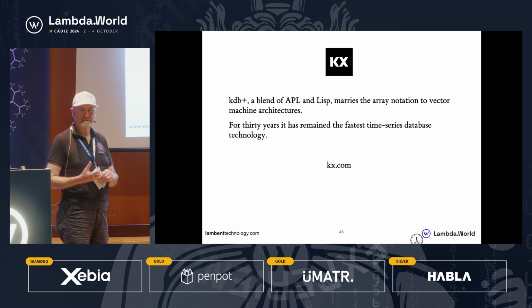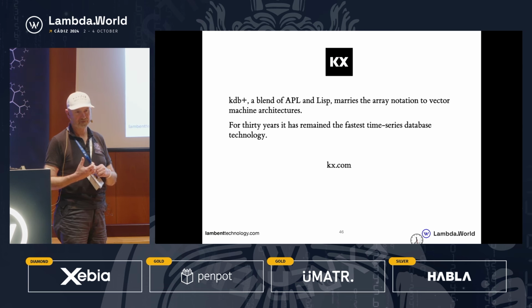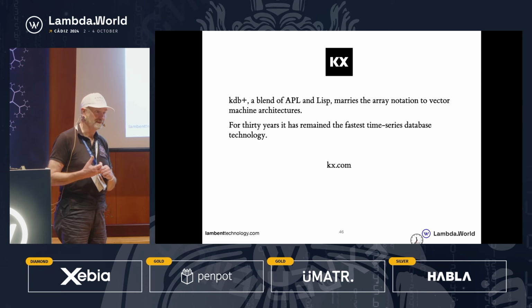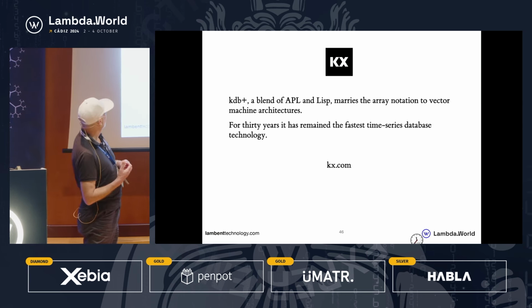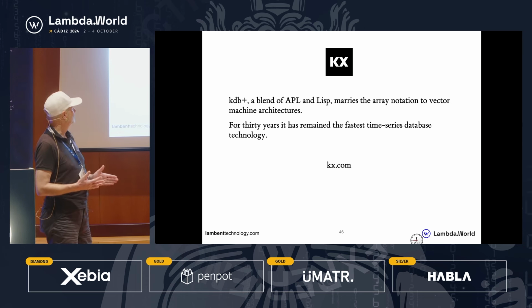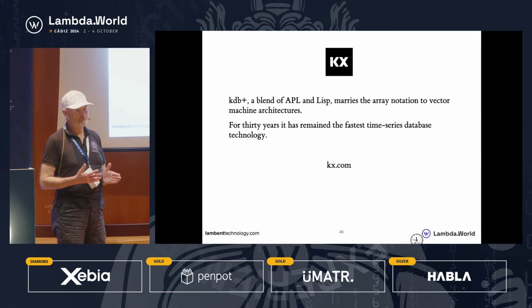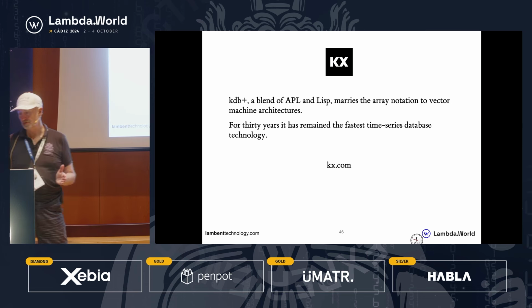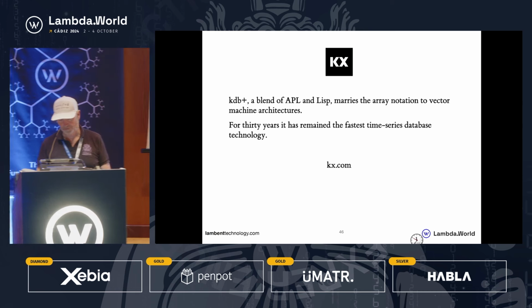I think Arthur must have made somewhere between $30 and $50 million out of this work, which is quite a lot of money for a programming language designer. But for 30 years, KDB has remained the fastest time series database technology. It's now got useful competitors, but it's still the fastest.